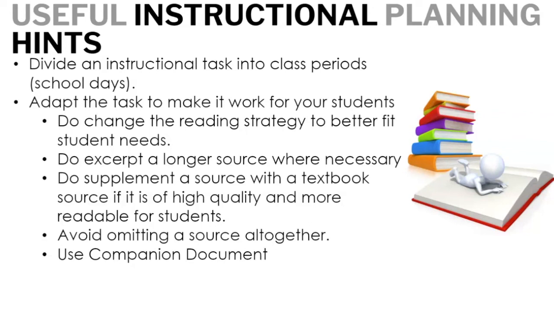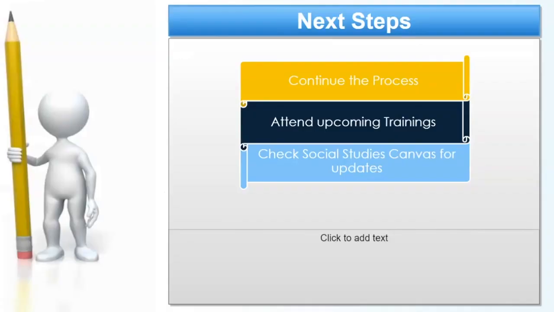You'll want to avoid omitting a source altogether. All of those sources that are referenced within the scope and sequence are often very testable and highly likely to be seen again by the students. You'll definitely want to use that companion document with the scope of your planning to make sure that you are familiar with the language as well as your students.